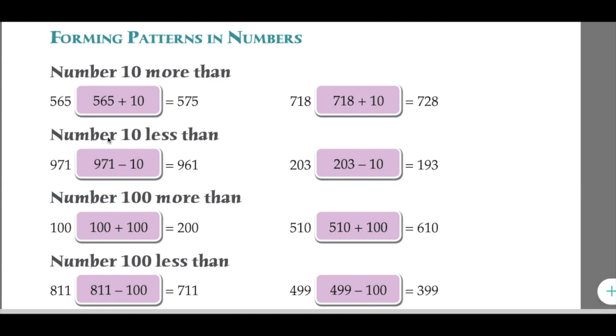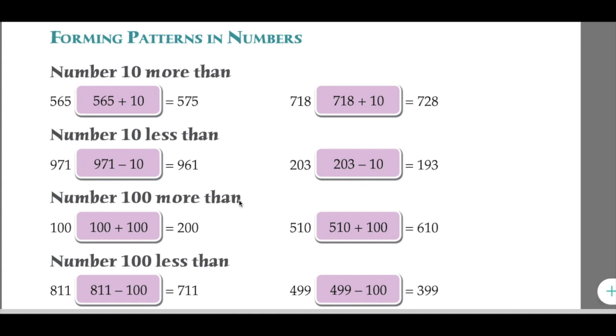Next we are going to see number 10 less than. Here the pattern is subtracting 10 from the given number. Here the given number is 971. So from 971 we are subtracting 10, which means we are reducing 10 from 971. So we are getting 961. Next number is 203. From 203 we have to subtract 10. So when you subtract 203 minus 10, you get 193.